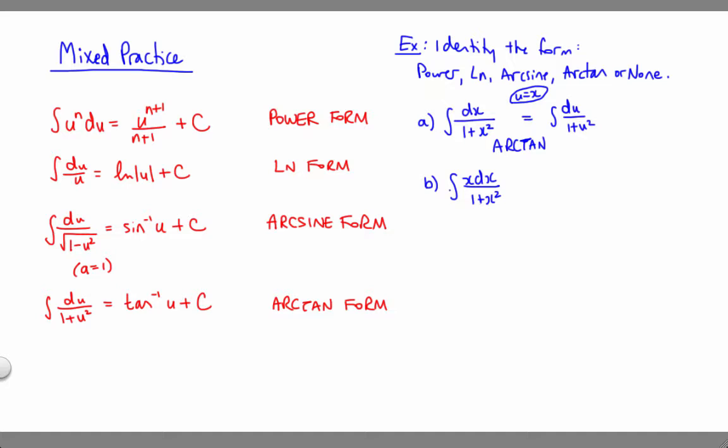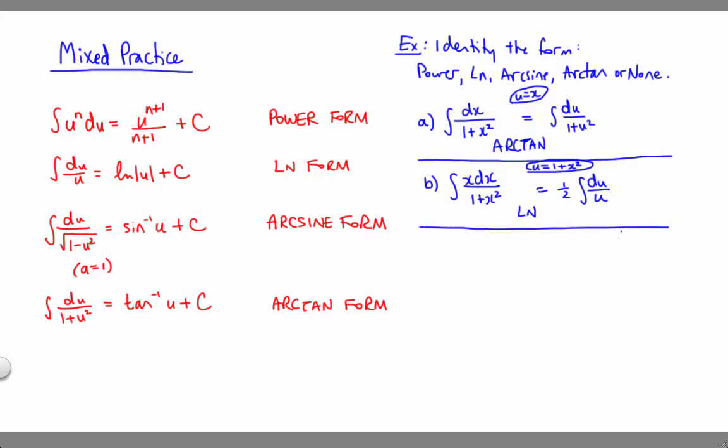Okay, so the correct answer here is ln form. Let's see why that's the case. The substitution we would make here, let's maybe just draw a line to separate this a little bit. The substitution we would make here is to sub u equal the entire denominator. So u would equal 1 plus x squared. And if we went through all the details of that substitution, we would be able to rewrite this integral as 1/2 du over u. And so that fits the pattern of the ln form.